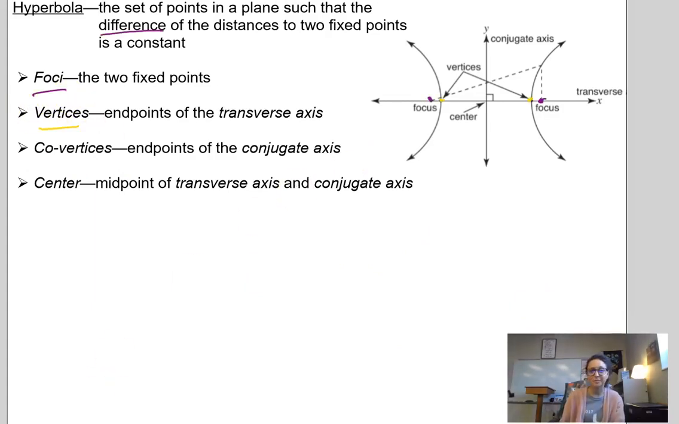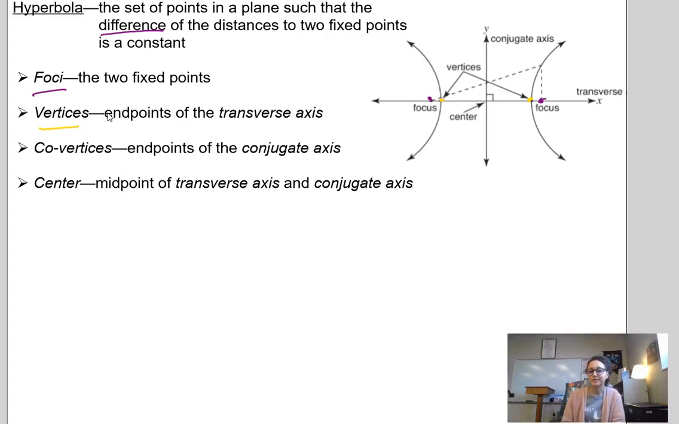You're going to see a lot of familiar vocab here. So your foci are those two fixed points. So I kind of got them in purple here. Your vertices are the endpoints of, instead of having a major and a minor axis, we call them the transverse axis and the conjugate axis. So the transverse axis is the axis where you open up on. So like this has a horizontal transverse axis, right? Because you're opening horizontally. You can also open vertically, right?